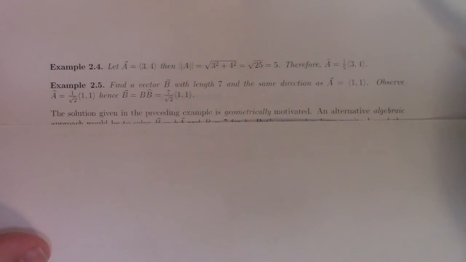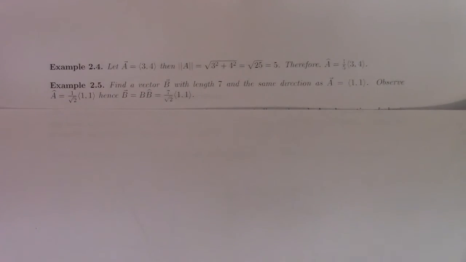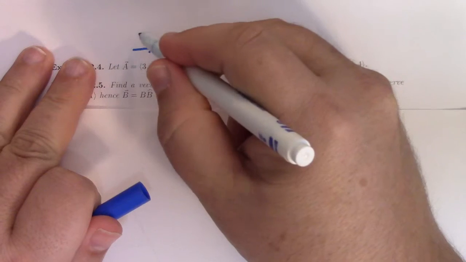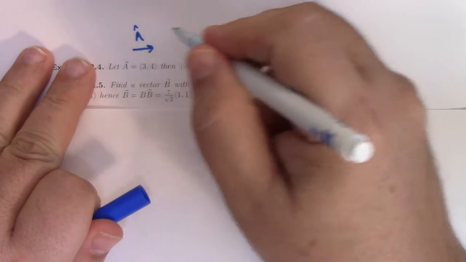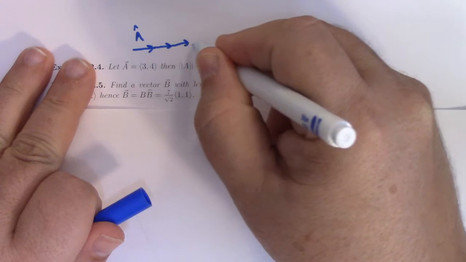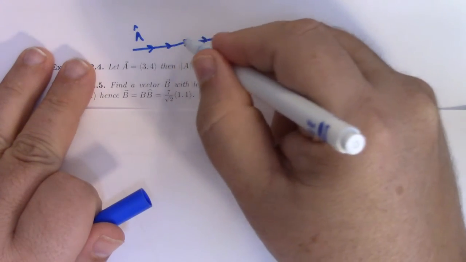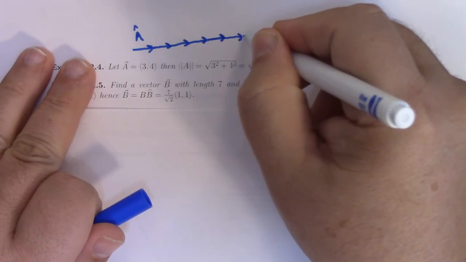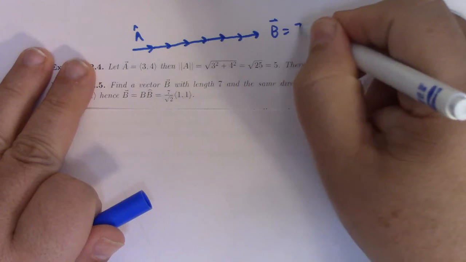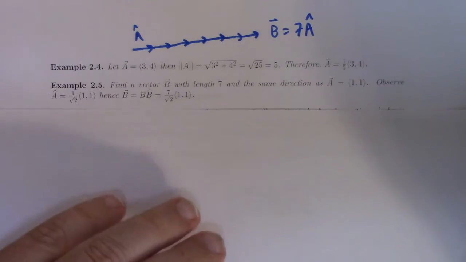Let me just draw it out, actually. So the point is, a hat is length 1, right? So if I want a vector of length 7, I just keep going that way, 7 of them. 1, 2, 3, 4, 5, 6, 7, right? So b equals 7 a hat. That gives me a vector of length 7 in the direction of a. Okay?